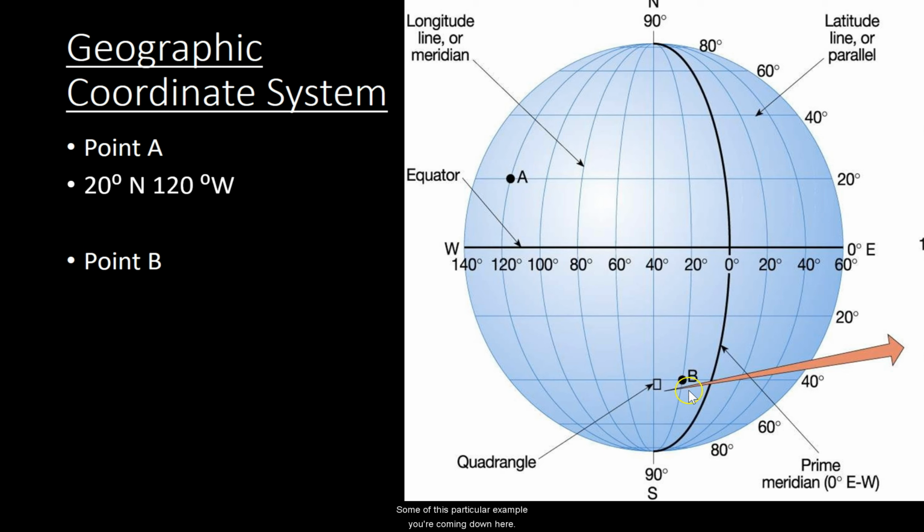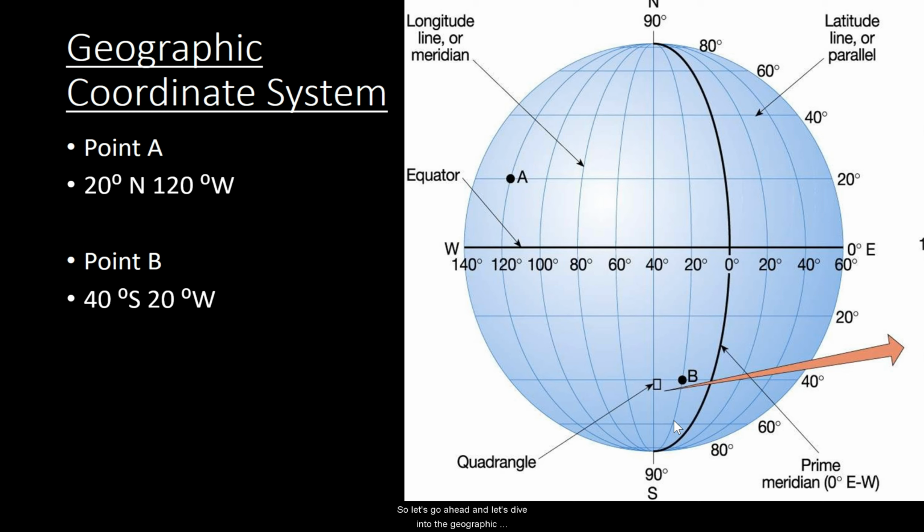So for this particular example, you're coming down here, you are identifying your line of latitude, and then you're identifying your line of longitude. So let's go ahead and check your answer to what I have. You should have something very similar to 40 degrees south, we're in the southern hemisphere, and 20 degrees west.